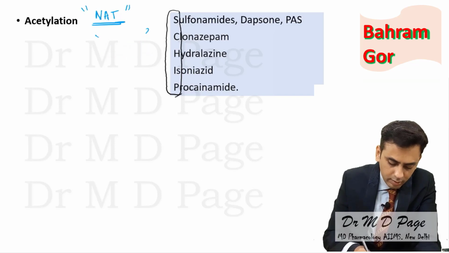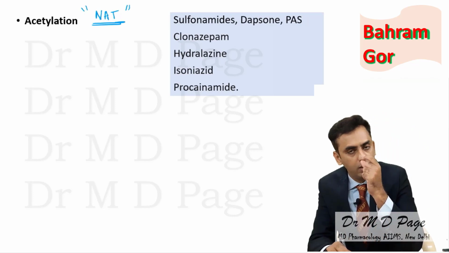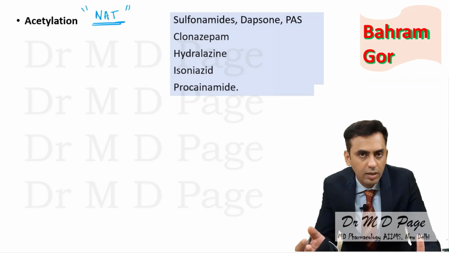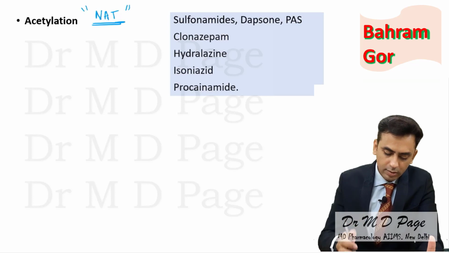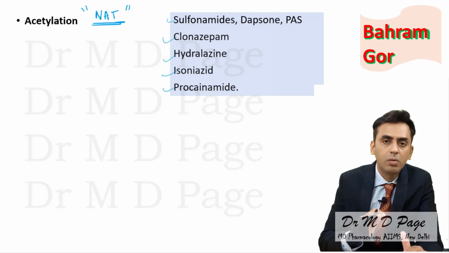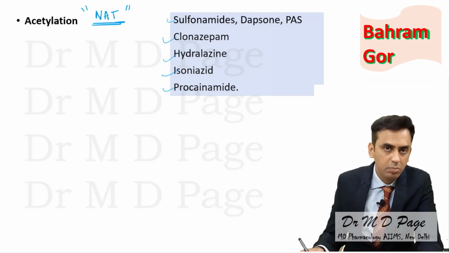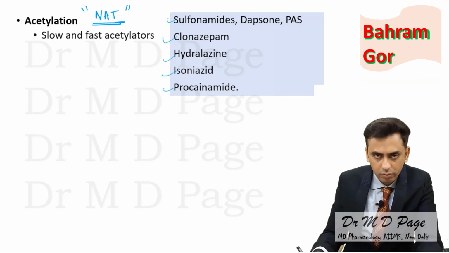Why is this acetylation important? Because, as I said, this is a non-microsomal enzyme. There are fast acetylators and slow acetylators. In fast acetylators, the activity of these drugs will be less; the drug is less efficacious. In slow acetylators, toxicity will be precipitated. So slow and fast acetylators are important for this.